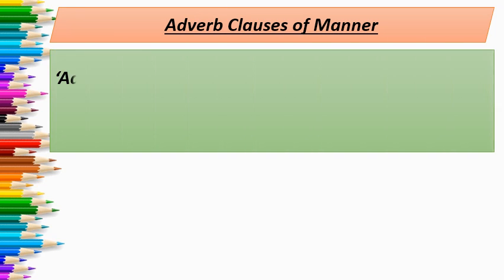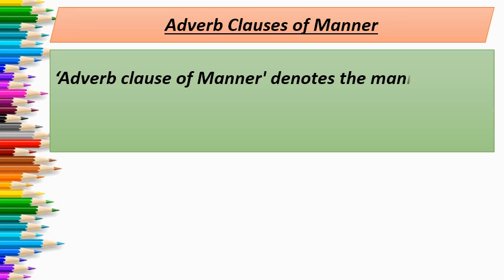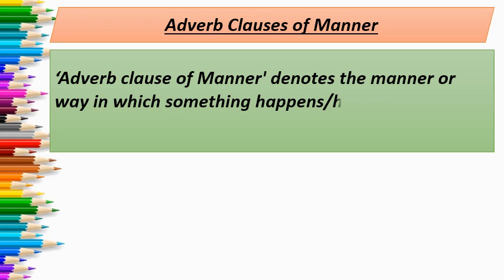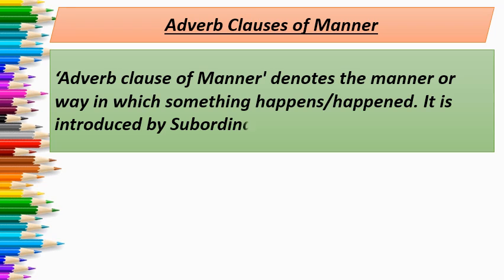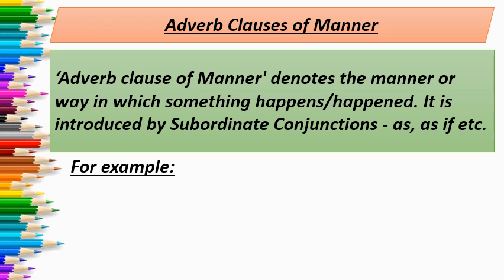Now let us see another type of adverb clause, that is adverb clauses of manner. What is an adverb clause of manner? An adverb clause of manner denotes the manner or way in which something happens or happened. It is introduced by subordinate conjunctions like as, if, etc. Let us see some examples to clarify it.